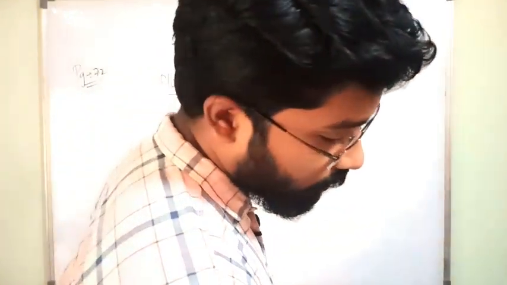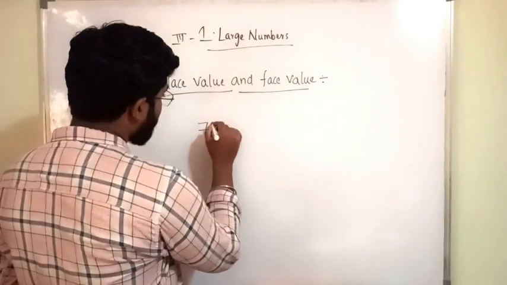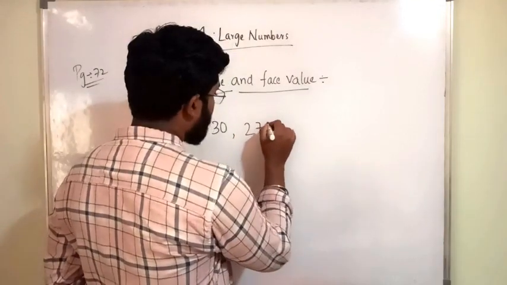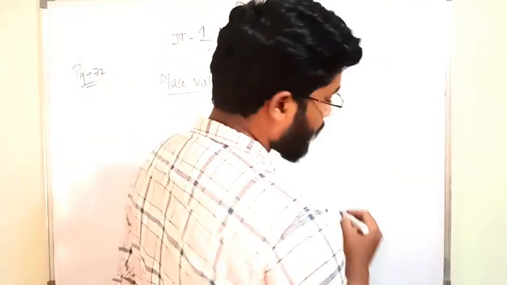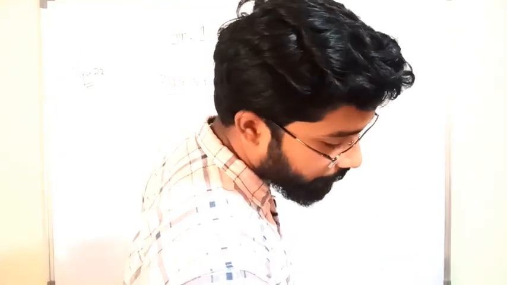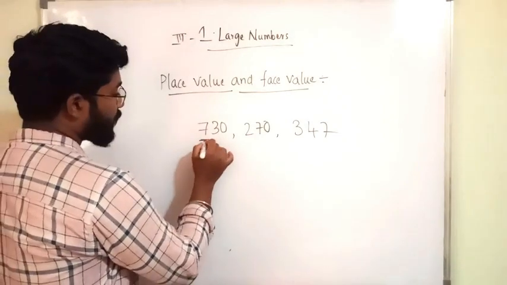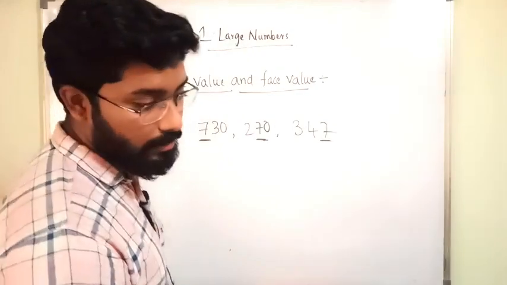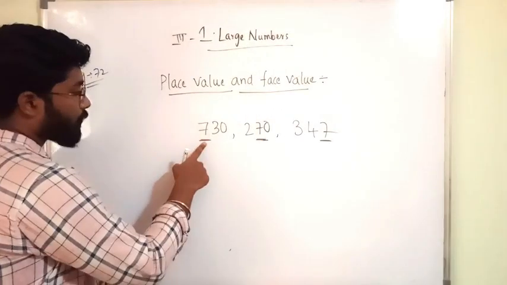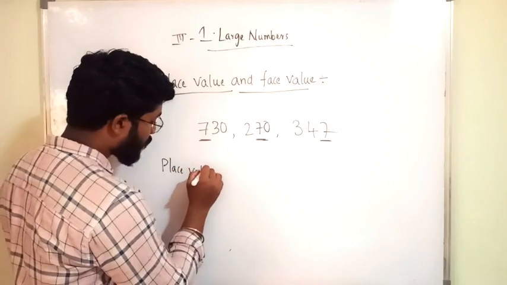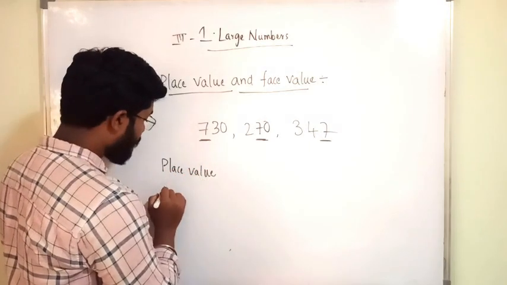Okay. So here he has given one number, 730, and 270, 347. He has given 3 numbers here. So what he is asking is to find out the place values of 7 and the face values of 7. Okay. So let us see first of all place value and face value. Okay.